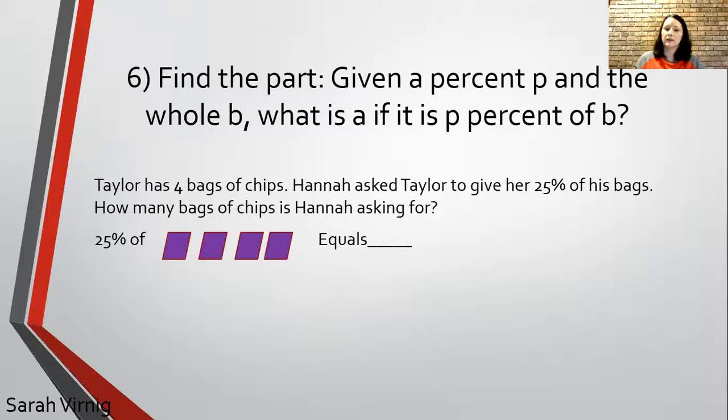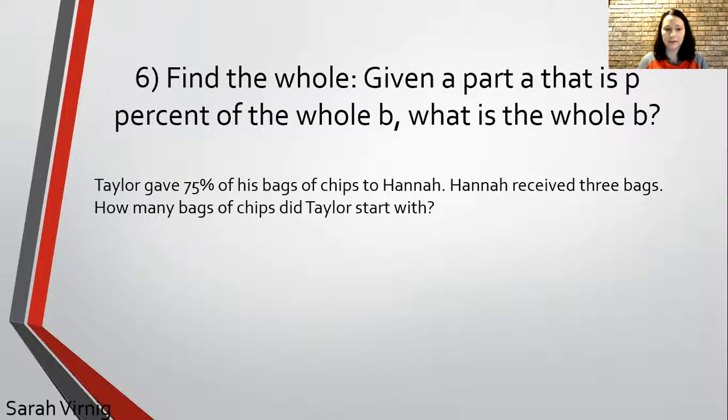Well, I like to think of things if they're 25, 50, 75 as quarters because there's 4 quarters in a dollar. We know that quarters are worth 25 cents. So 25 cents, 25%, it's kind of relatable. So we want 25% of 4 bags. We can say, if we have 4 quarters and I want 25 cents, how much of your dollar am I taking? Well, it would be 1 quarter. So we can see that 25% is only 1 bag of chips. So he's not really losing a whole lot.